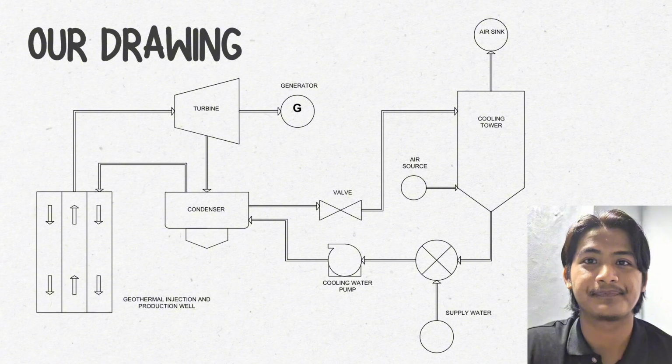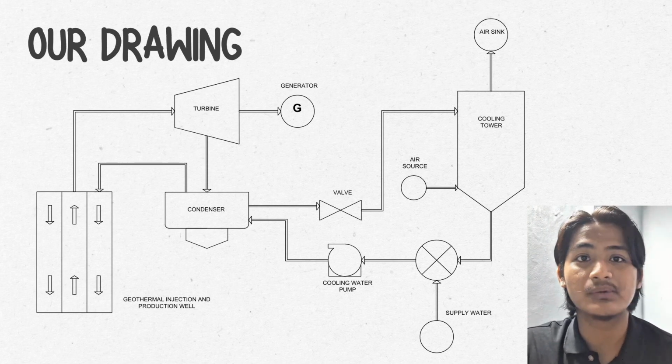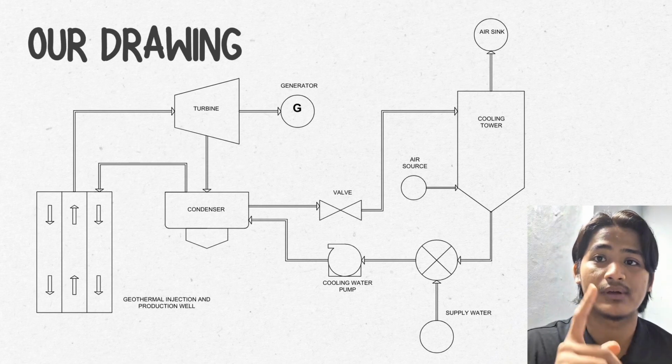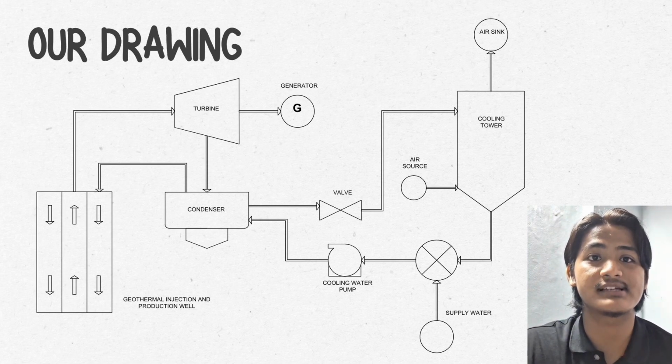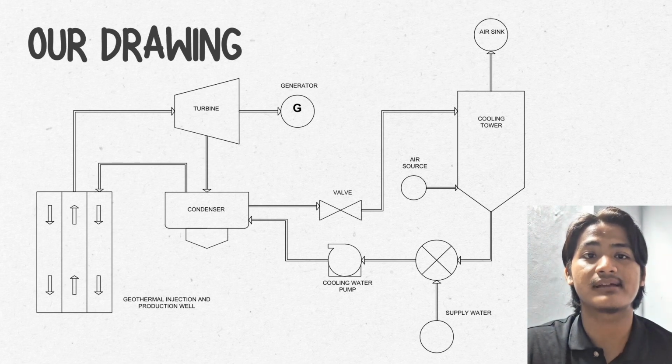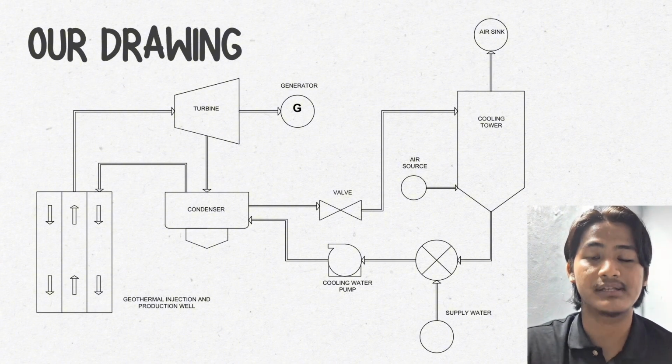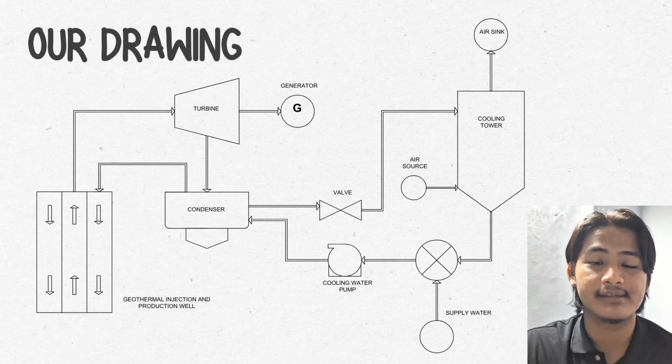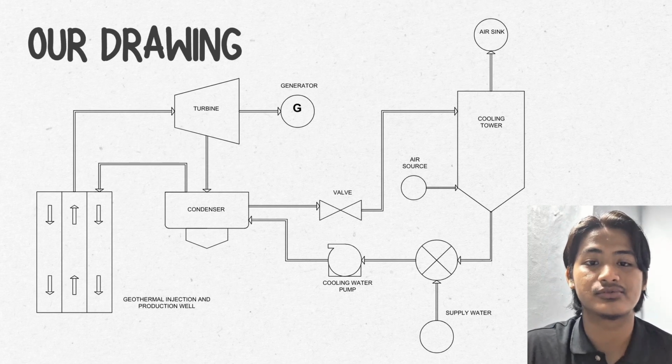Alright, so I will be presenting our process flow diagram, which models a simplified geothermal power plant system. The system begins with the geothermal injection and production well, where the geothermal fluid is extracted from beneath the Earth's surface. This hot fluid is then directed into a turbine. As it passes through, it expands and spins the turbine blades, converting thermal energy into mechanical energy. And then, this mechanical energy is used to drive a generator which produces electricity.